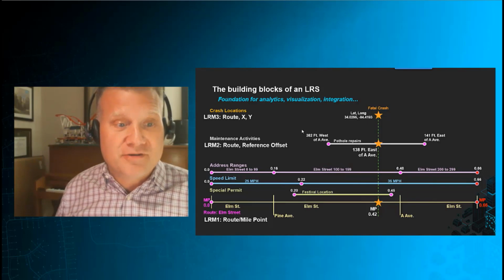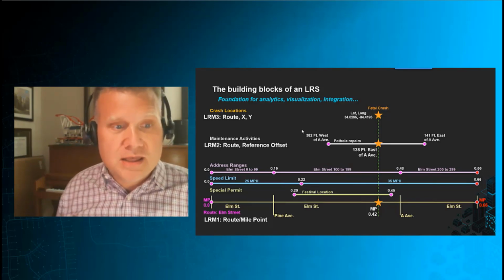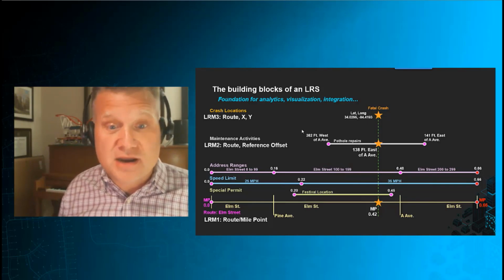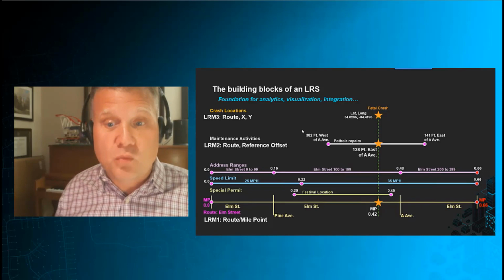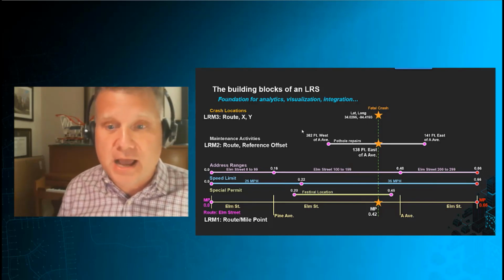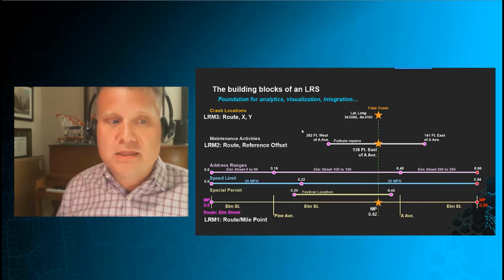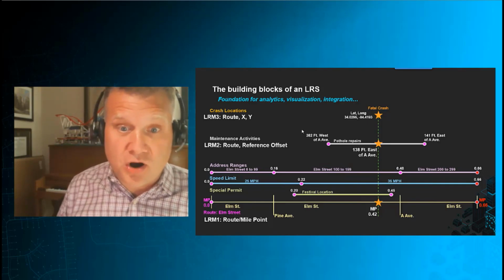We also have address ranges. So from 0 to 0.16 at the intersection of Pine Avenue, the address range for Elm Street is 0 to 99. And then at Pine Avenue, it shifts to 100 to 199. And at A Avenue, it shifts again to 200 to 299. So using the route ID and the measure, we can break up where those changes occur.